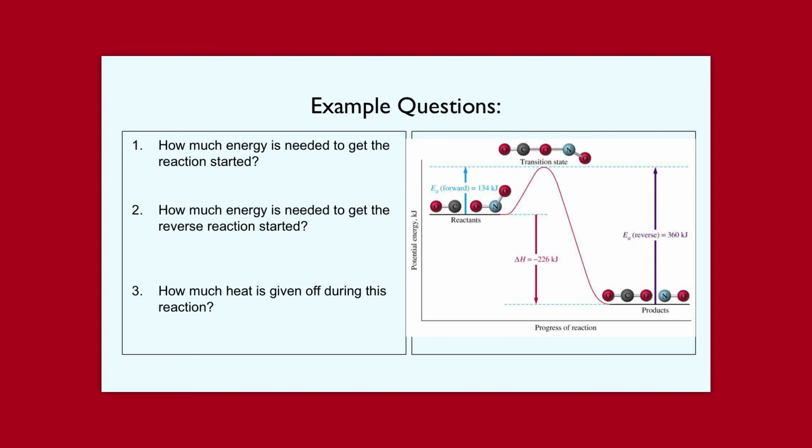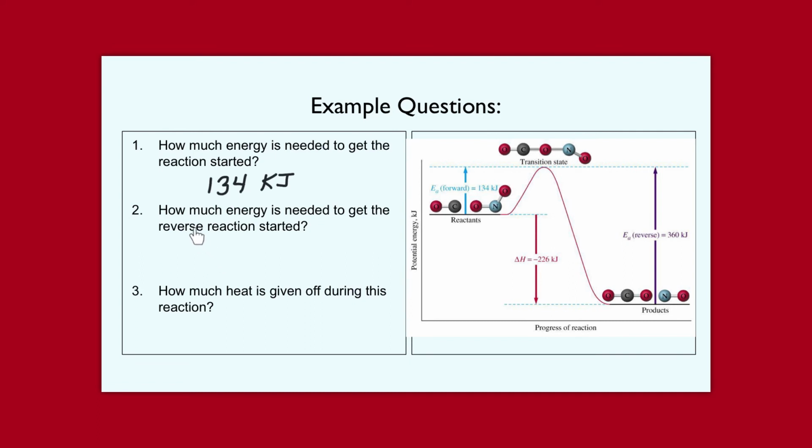For your assignment, you'll need to be able to read an energy level diagram. So I'll give you some examples. This says how much energy is needed to get the reaction started. That's basically asking you what's the activation energy. So the answer to that question would be right here, 134 kilojoules.